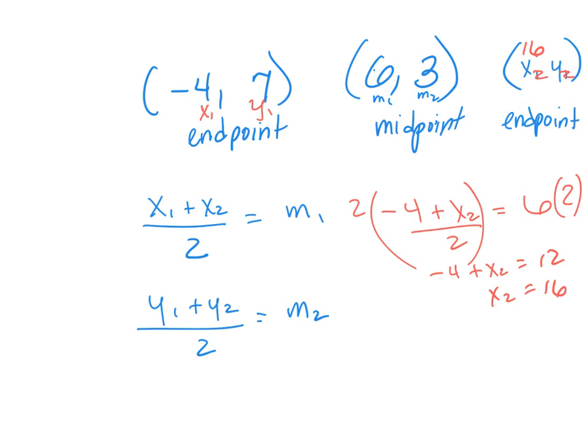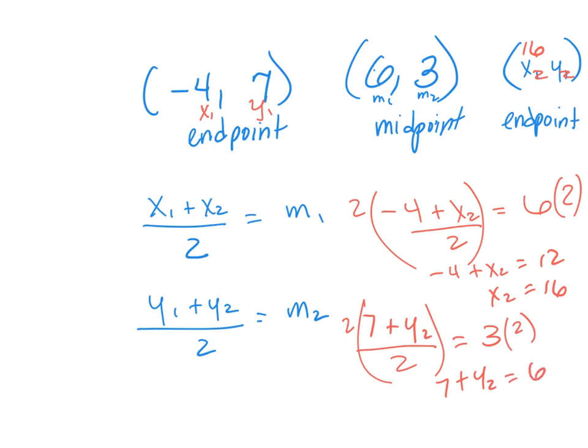Now let's do the y's. So I thought there was just a difference of 10 between negative 4 and 6, and just added 10. Yeah, I need to check it. That's a good way to do it. I saw you counting on your fingers. But if you use the formula, it'll work too. And I'm going to give you the formula so you can do it that way or logically. So we multiply both sides by 2, and we get 7 plus y2 equals 6. So y2 equals negative 1 when I subtract 7 from both sides.